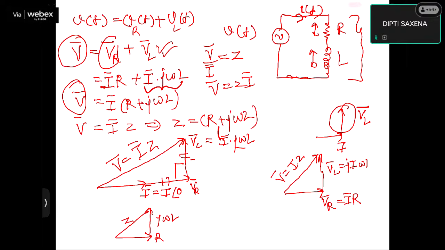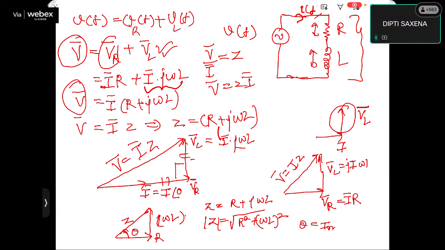You need not write j over here because we are writing the magnitude. j indicates the direction. So modulus of Z is equal to under root R square plus omega L whole square, which is true as we have already derived Z is equal to R plus j omega L. Now look here, there is a phase difference between the resistive part and the impedance Z, and this is theta. This theta is called the impedance angle.